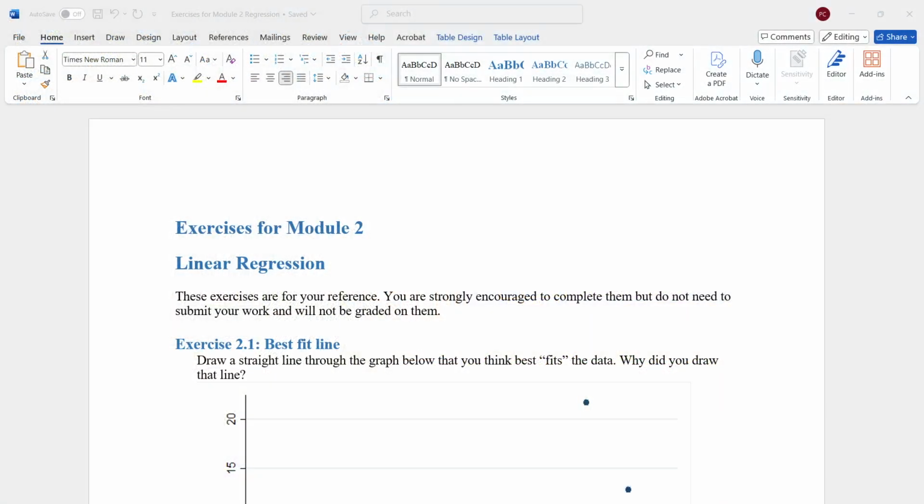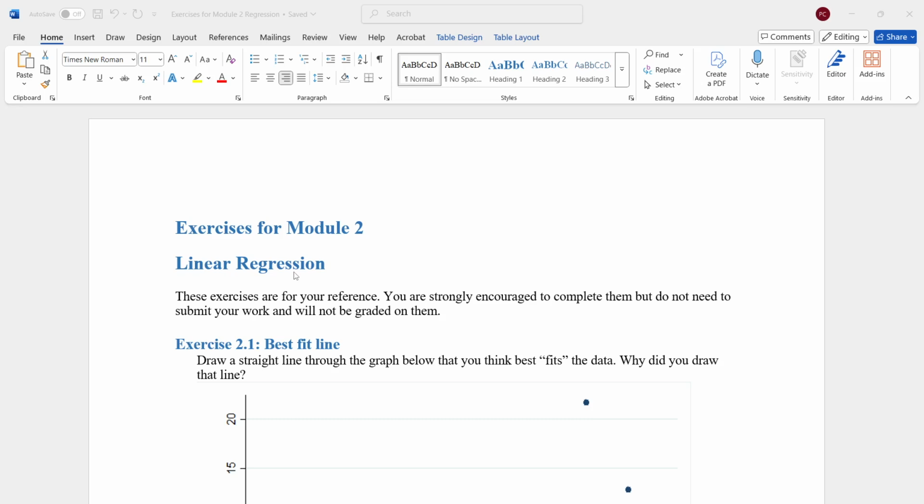Here is a video walkthrough of these exercises for Module 2, Linear Regression. This video is not really new lesson content, but it's also not really review, it is practice. So we get to do a couple of different things in this class.